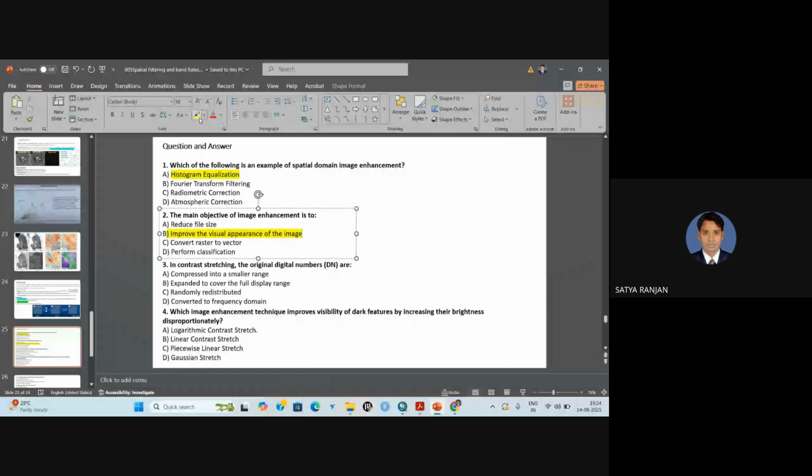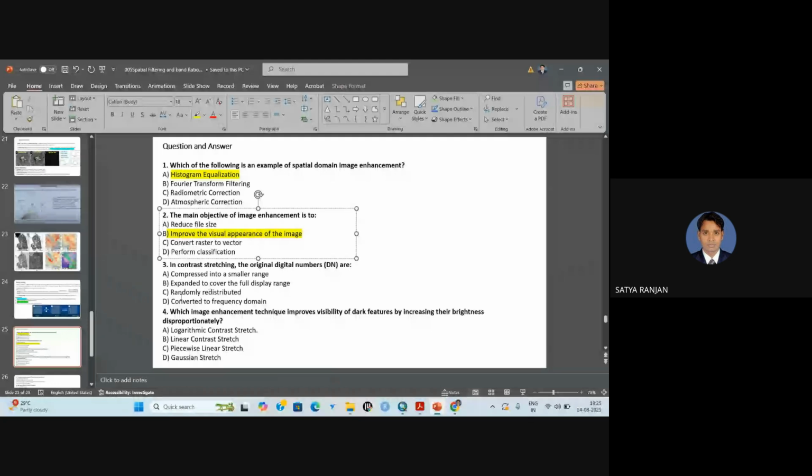In contrast stretching, the original digital numbers are compressed into a smaller range, expanded to cover the full display range, randomly distributed, or converted to the frequency domain. Contrast stretching is generally expanding to cover the full display range. This is one of the objectives. So B is right.